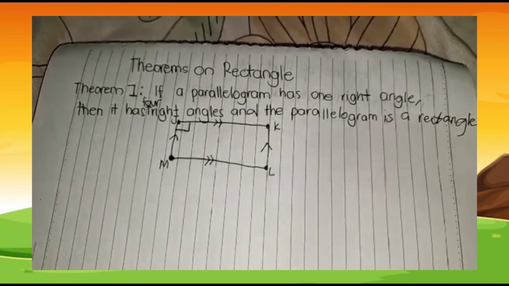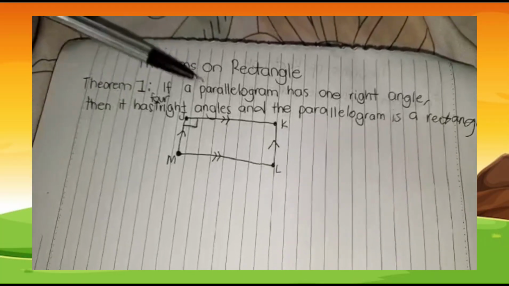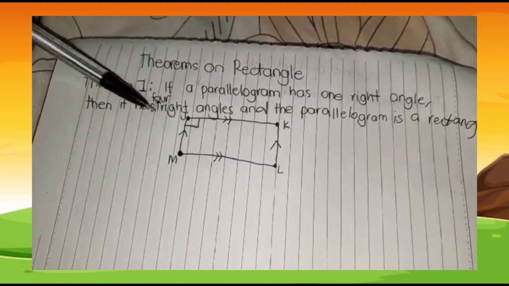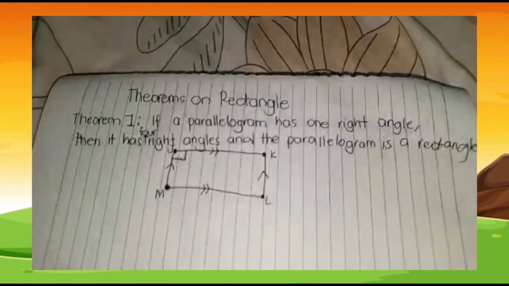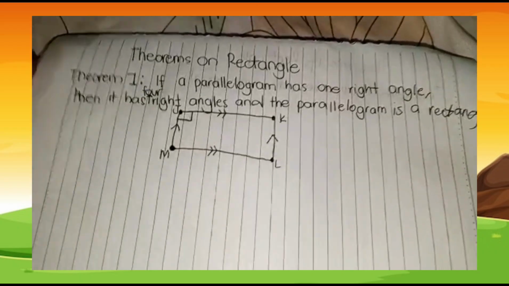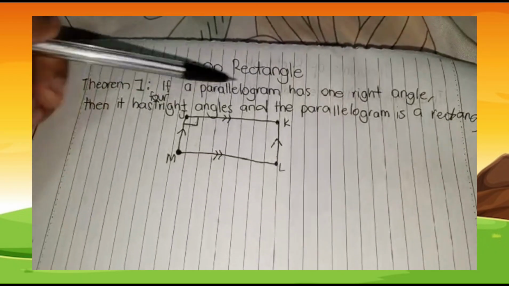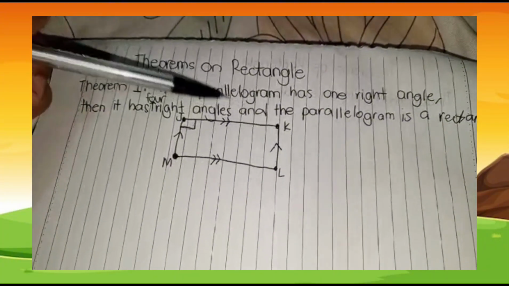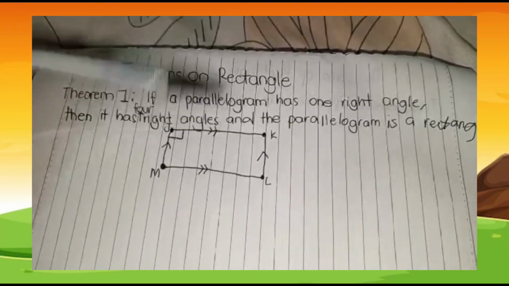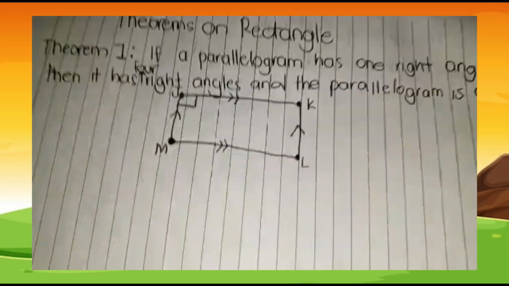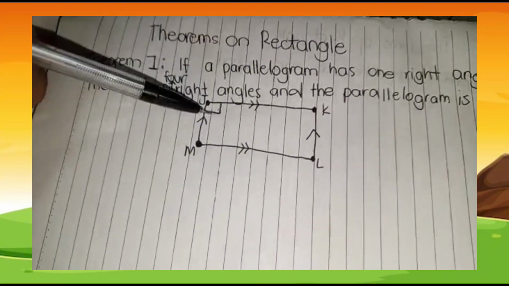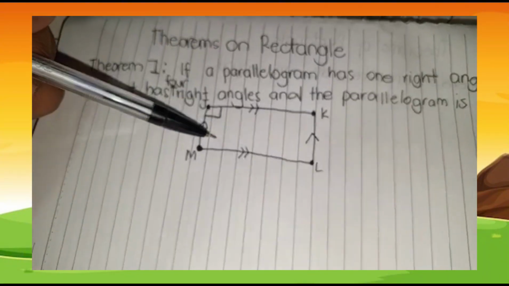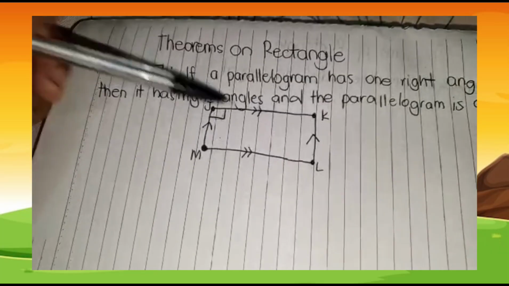Theorems on rectangle. Theorem number 1. If a parallelogram has 1 right angle, then it has 4 right angles and the parallelogram is a rectangle. Lagi nating tatandaan na ang rectangle is a parallelogram. Ang parallelogram ay may 4 right angles na tinatawag nating rectangle. Tandaan natin kahit nag-iisa lang ang right angles dito, we can say na all angles is right angles. Para-para sila ng angles.